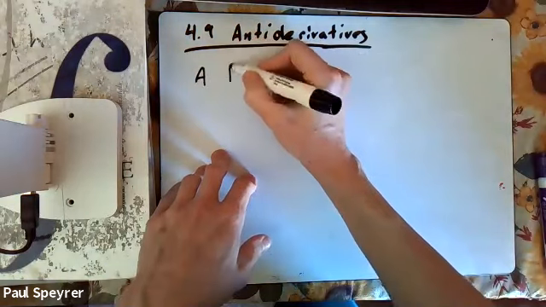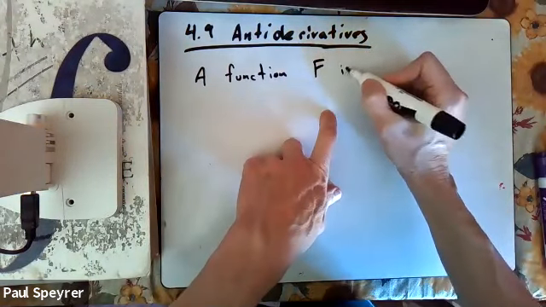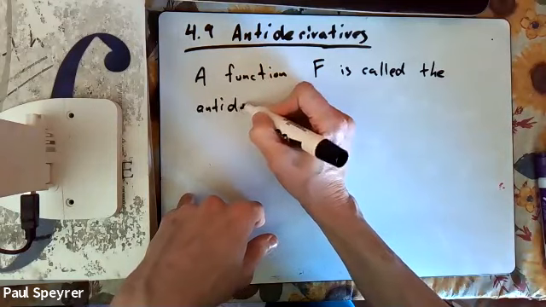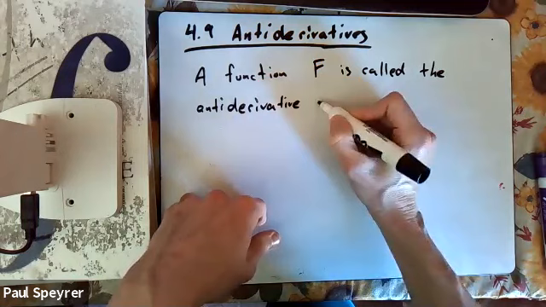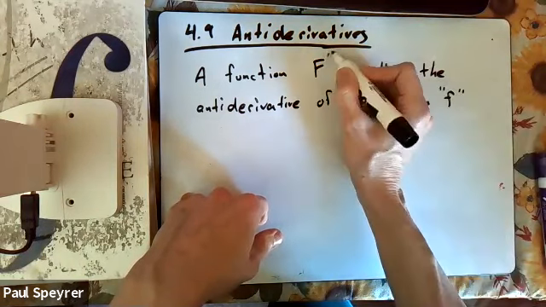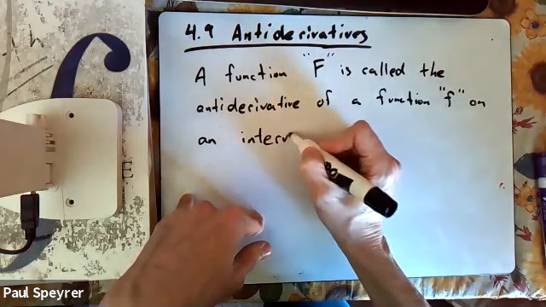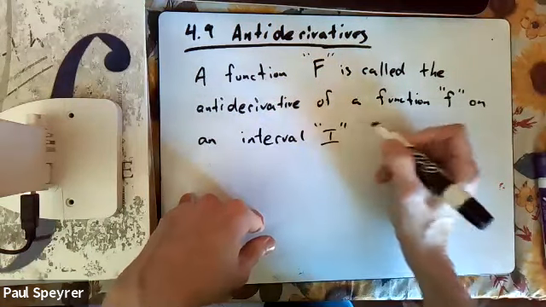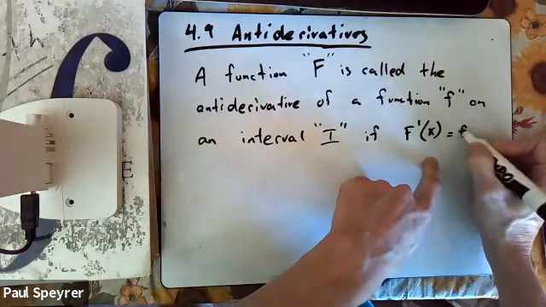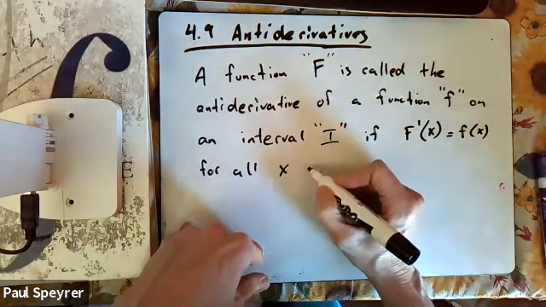So we have a function F, notice I'm using the uppercase F, is called the antiderivative of a function f on an interval I if F prime of x is equal to f of x for all x in the interval.